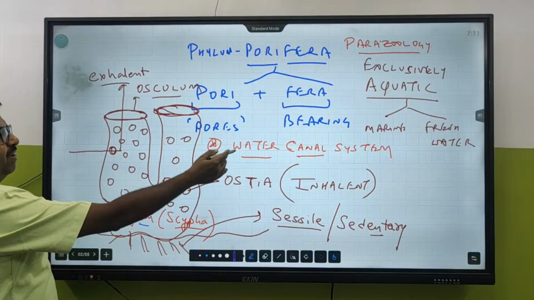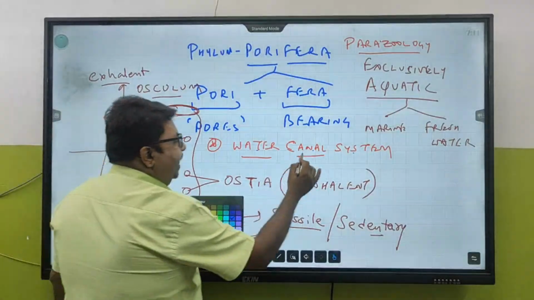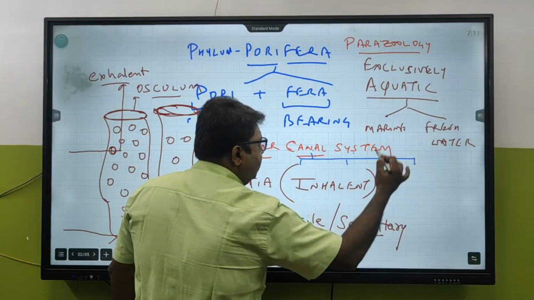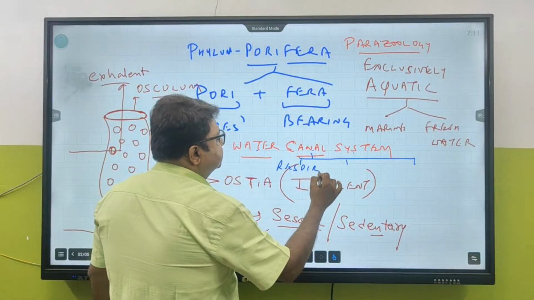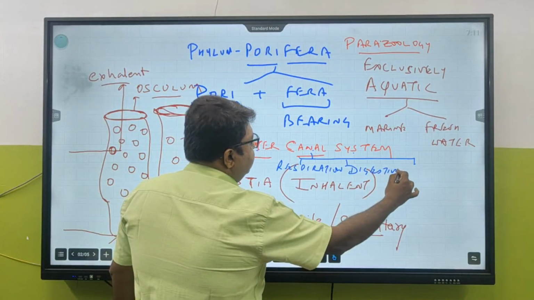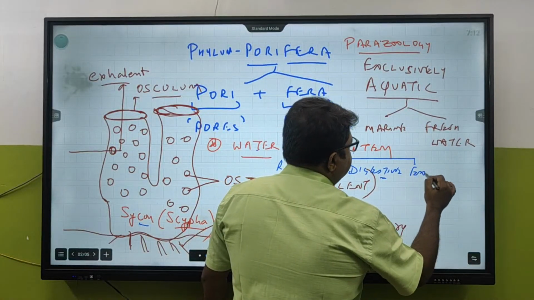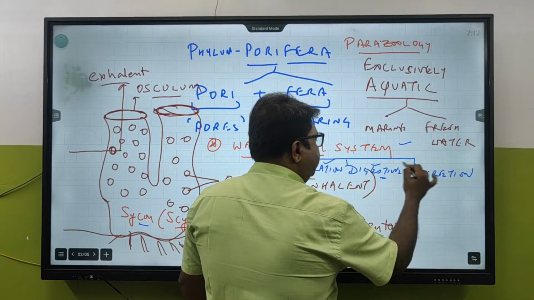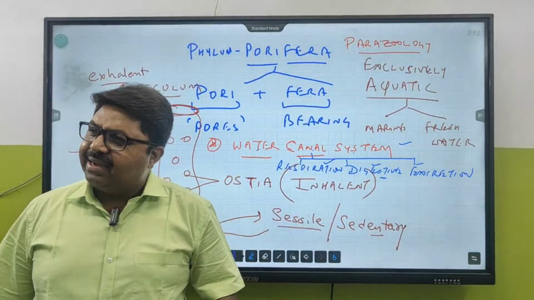Clear? When we talk about the water canal system, it is a process by which they can support 3 particular organ systems. They can help in respiration, the digestive system, because I will talk about how they help in digestion, and the last one is the excretory system. So with the help of the water canal system, they can carry out these 3 processes: respiration, digestion, and excretion.